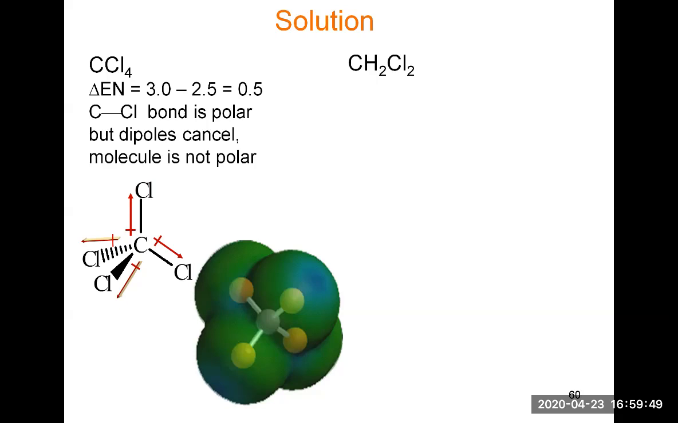Here we have a new bond, it's the CH bond. Let's calculate the electronegativity difference for CH. Carbon has an electronegativity of 2.5. Hydrogen has an electronegativity of 2.1. That's a difference of 0.4. 0.4 is less than 0.5, and that's considered a non-polar bond. So the CH bond is non-polar.